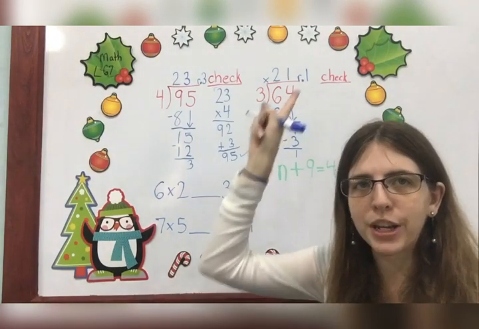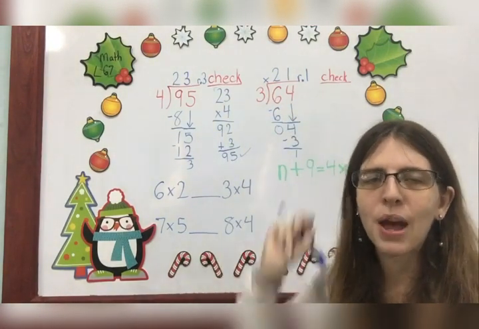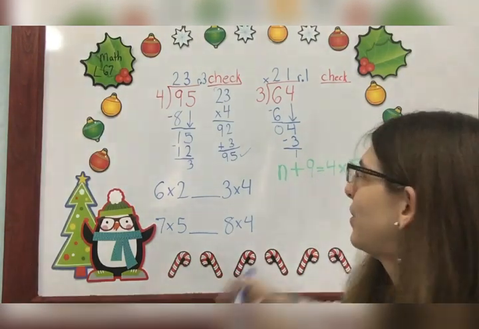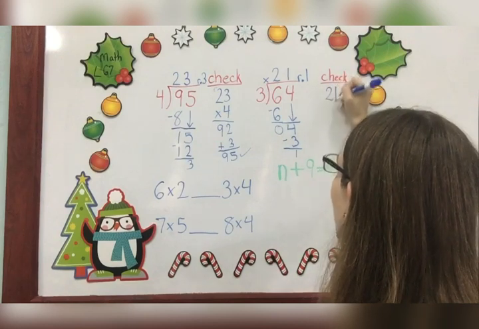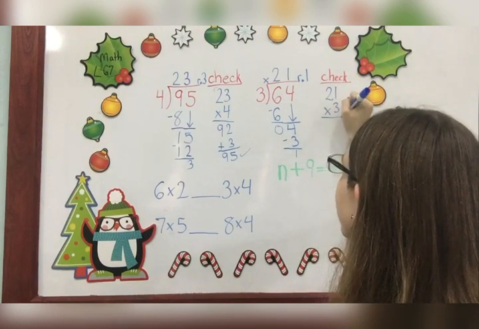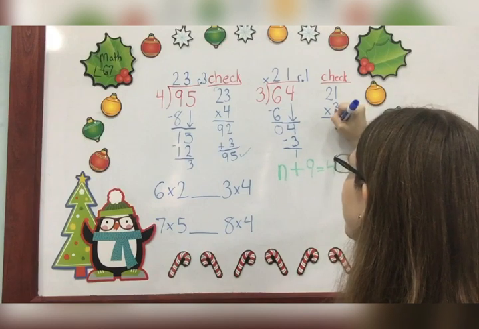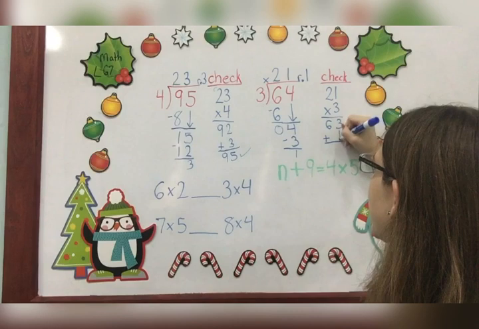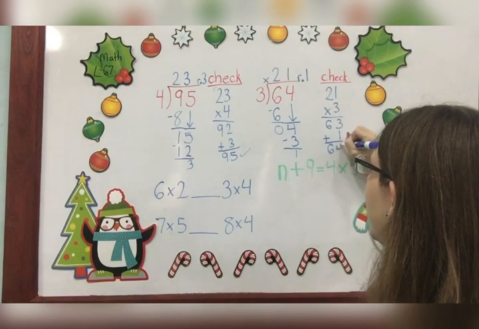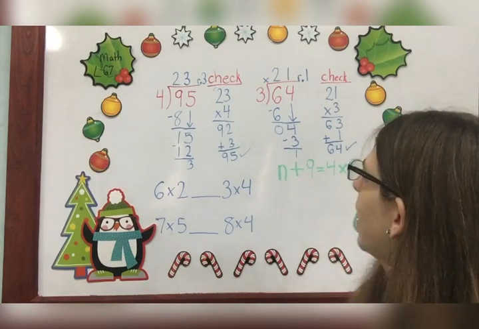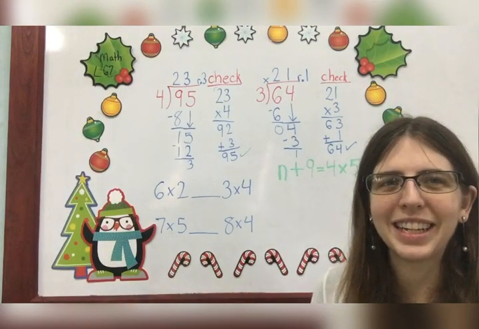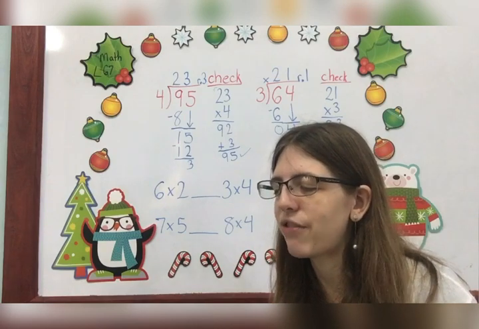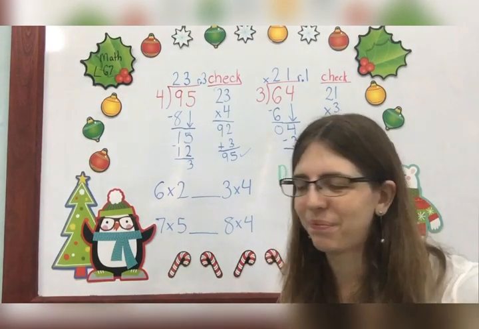Never forget to bring your remainder up and write it at the top, or you're going to forget that you have a remainder when you go to check. So to check, I multiply 21 times 3. 1 times 3 is 3. 2 times 3 is 6. Add in your remainder, 63 plus 1 is 64. My answers match, so I did a good job. All right, letter C, 75 divided by 6. You're going to do all on your own.